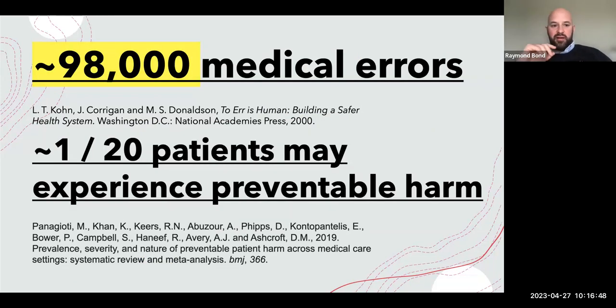In terms of healthcare, an old but very well cited publication, To Err is Human, made prevalent the statistic that there were a projected 98,000 medical errors in the US, and potentially some or many of these errors are related to poor medical device design. Now, there's other meta-analysis since then, published in BMJ, that would suggest that 1 in 20 patients may experience preventable harm or a preventable medical error.